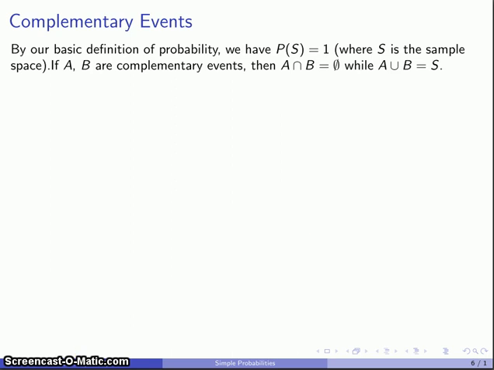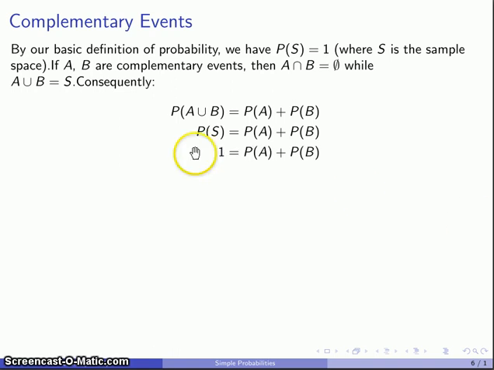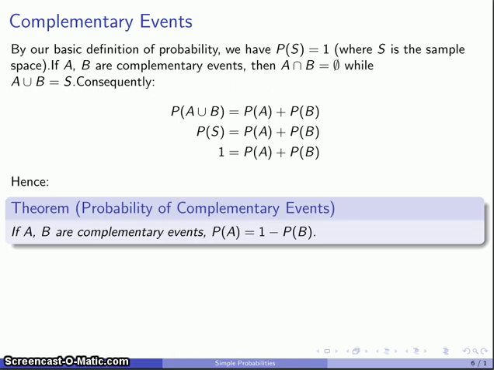And this gives us a very useful relationship, which is that the probability of the union of the two is the sum, that actually follows from our probability of mutually exclusive events, but that union is just the sample space, and so I know the probability of the sample space, and now I have this relationship. If I have two complementary events, the sum of their probabilities is equal to one. Or if I want to do a little bit of algebra and rearrange terms a little bit, I can express it this way: the probability of the one is 1 minus the probability of the other.